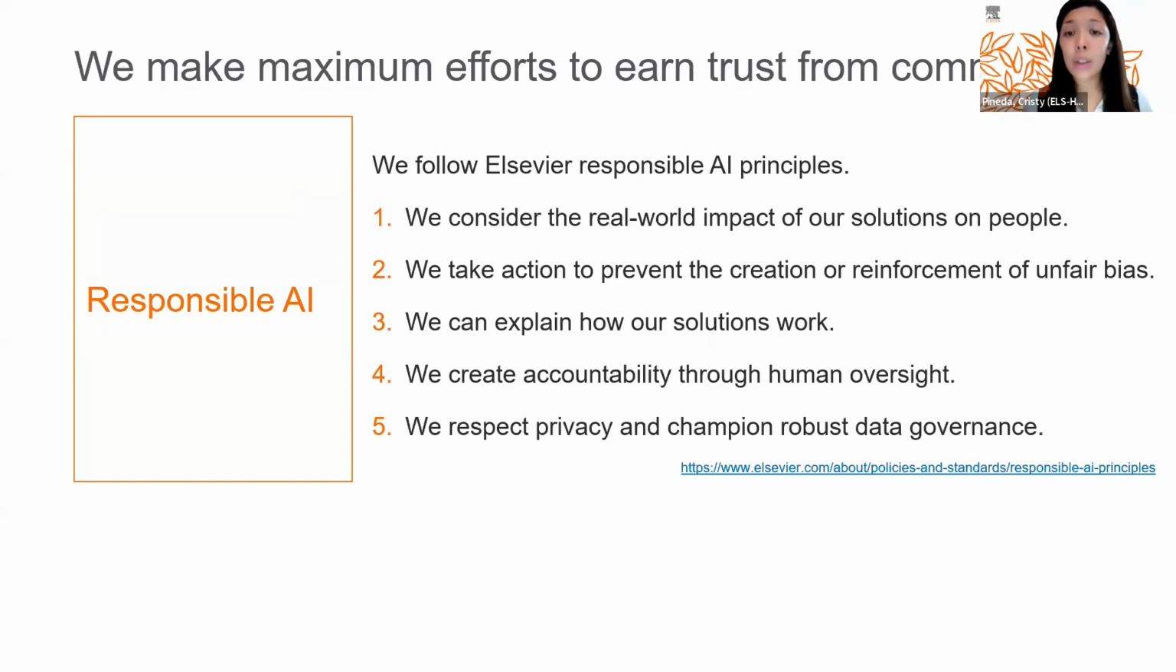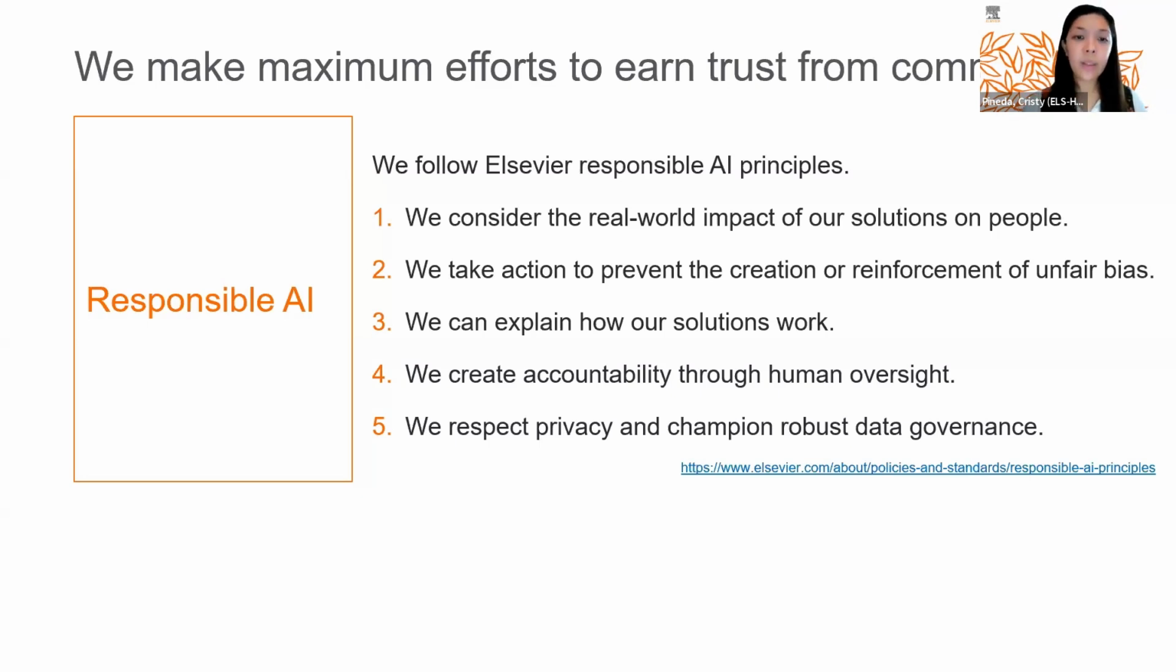Second, we take action to prevent creation or reinforcement of unfair bias. Like what I've said earlier, we report or we generate information as it is. We are not influenced by gender or nationality as such. We can explain how our solutions work. So we are very transparent with the kind of technology that goes into Scopus AI. So even if you look into elsevier.com, you would be able to see this. Okay. And later on, I will also show you that video to give you a better picture on how our solutions work.